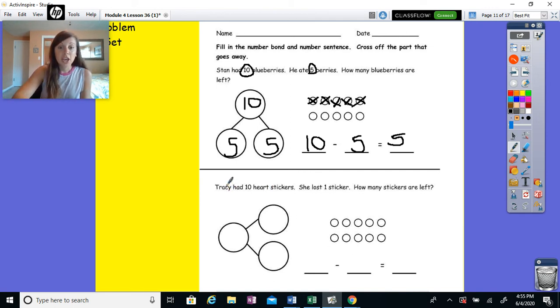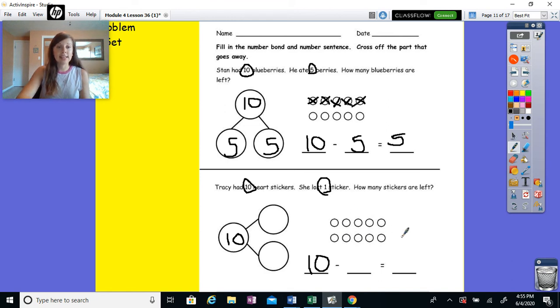Okay, we're going to do one more together. Read with Miss Dolphin. Tracy had 10 heart stickers. She lost 1 sticker. How many stickers are left? So what did it say? How many did she start with? Our whole today is always what? Number 10. Good. So I'm going to write 10 in my whole of my number band. This is my whole because it's the circle all by itself. And I'm going to write 10 first in my number sentence. Okay, so she started with 10 stickers. These are my 10 stickers.